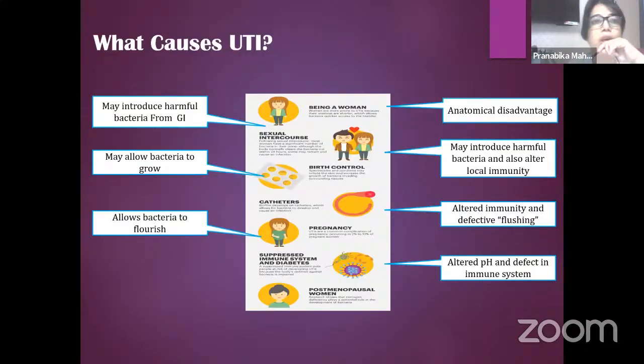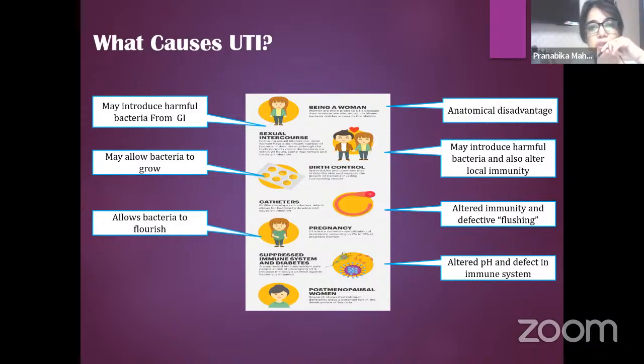So what are the causes? It may be through different routes actually. The first one I should explain is that women are mostly susceptible because of their anatomical disadvantage. Their urethra is short, so ascending infection is very high, and the urethra is also near the anus, so the infection easily ascends up. Next, birth control and the process of sexual intercourse may introduce harmful bacteria from the GI tract, and may allow bacteria to flourish.